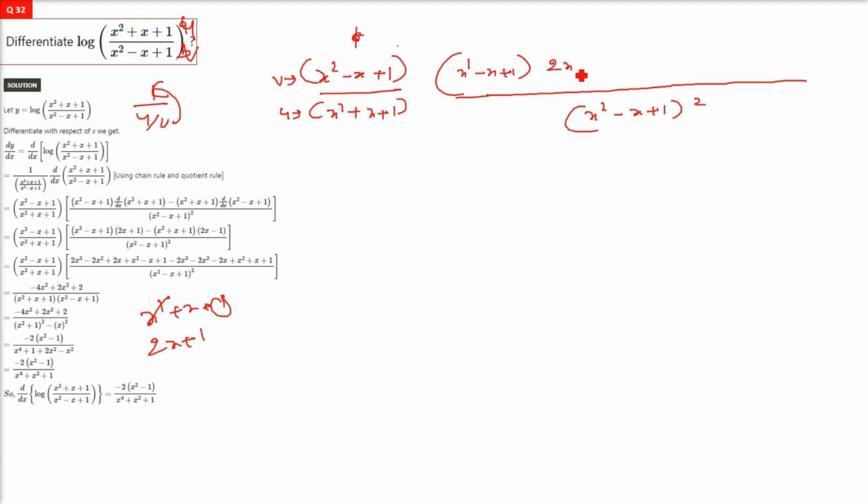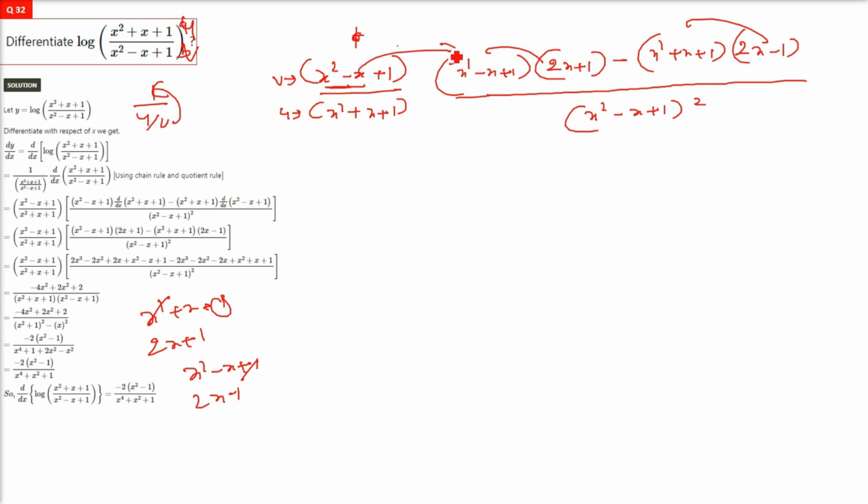2x plus 1 will come. Now minus. So we have x square plus x plus 1. So you can just write x square plus x plus 1. And differentiation of x square minus x plus 1 is going to be 2x minus 1. So 2x minus 1. Alright. Now you have to multiply each term and then solve it. This is simple algebra. You have done questions like this, I think, thousands of times. So you have to complete this.